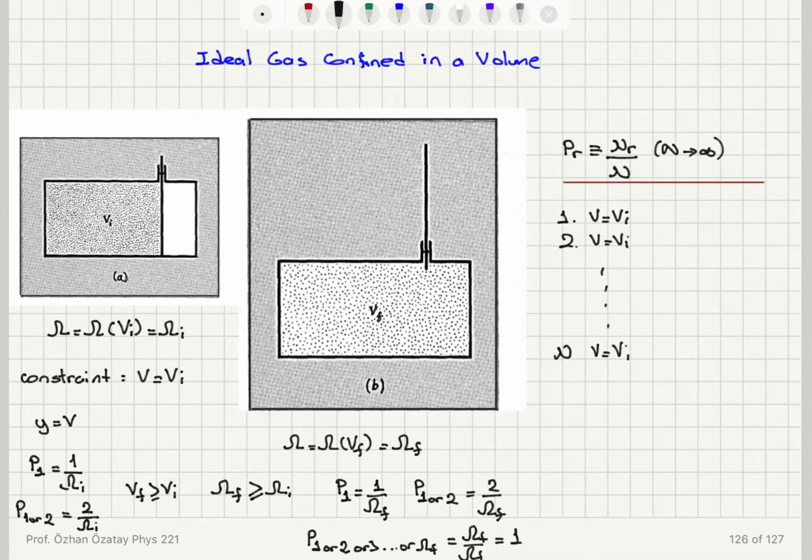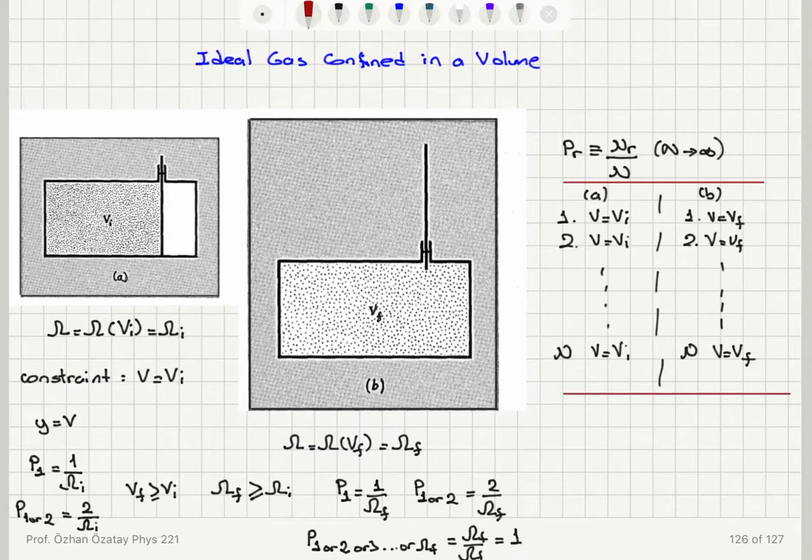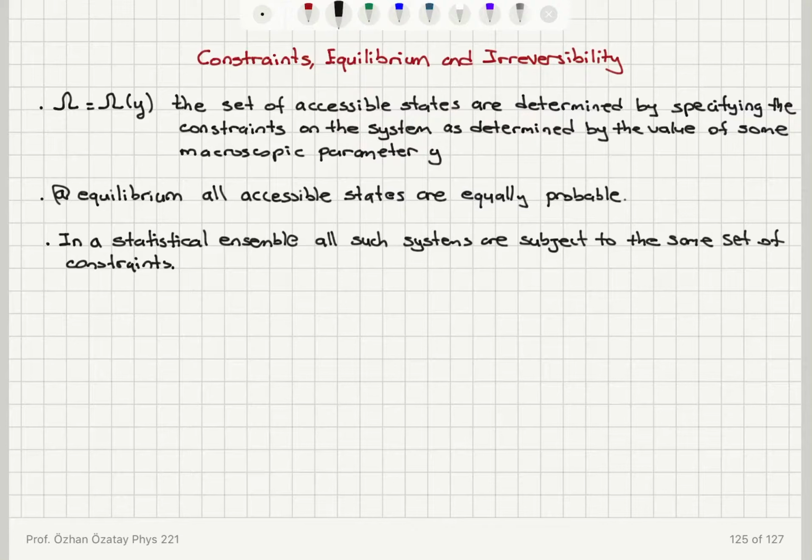So if we're studying the probabilities of these accessible states, and similarly in the case of the second part, so this is part A, part B, in the final volume configuration, the first system must have V final volume, the second system must have V final volume, and similarly the nth system must have its volume equal to V final. We need the same set of constraints applied to all the similar systems in the ensemble in order to study the probabilities of outcomes.